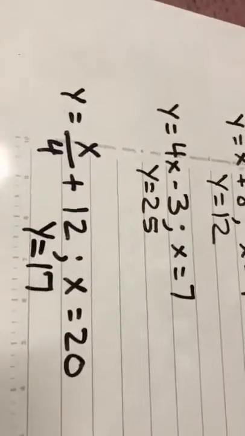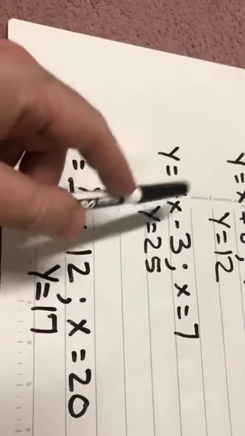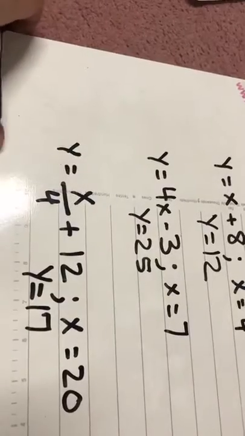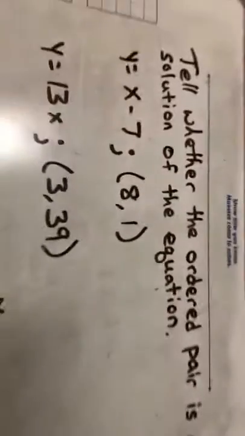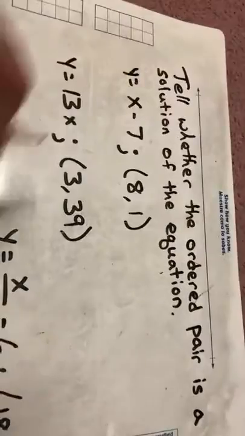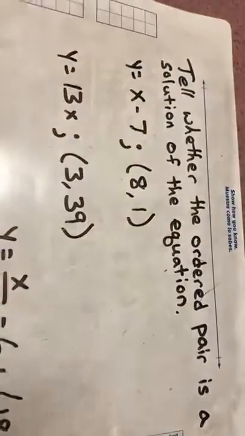So that's what you're doing in the first section. You just plug in the value that they give you for x into the equation that they give you, and solve the equation for y. All right, moving right along. We'll come back to that board here momentarily. The next part tells us to tell whether the ordered pair is a solution of the equation.